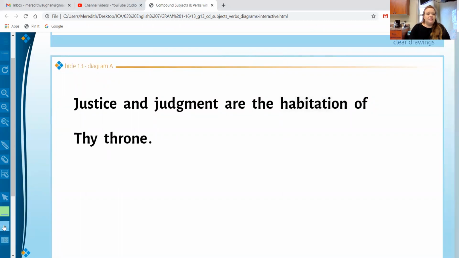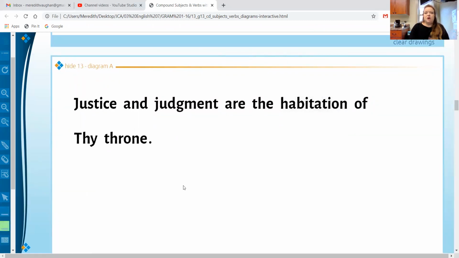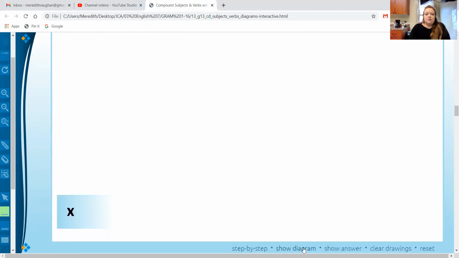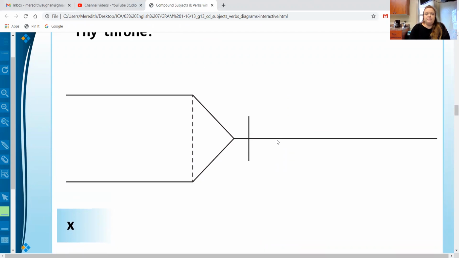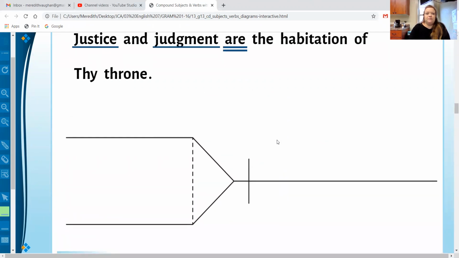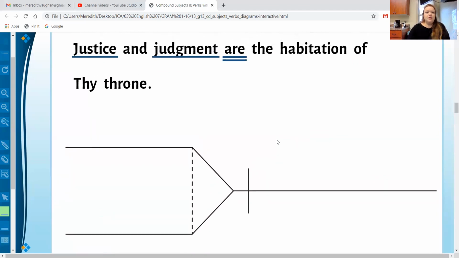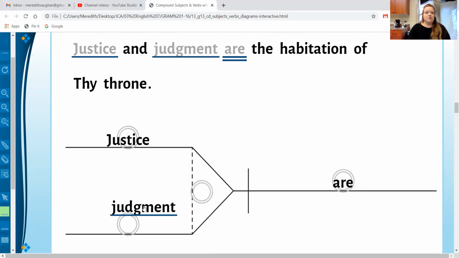So let's go ahead and find our verbs. Justice and judgment are the habitation of thy throne. So in this case, you have a singular verb, are, and then who or what are? Justice and judgment are. So when we go to diagram, you see that the diagram has given us two places for our subject and we only have one verb. So your verb is are, and your subject is justice and judgment.